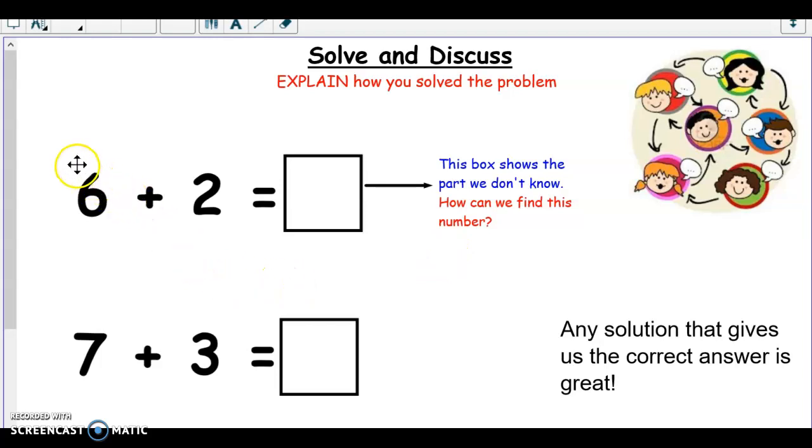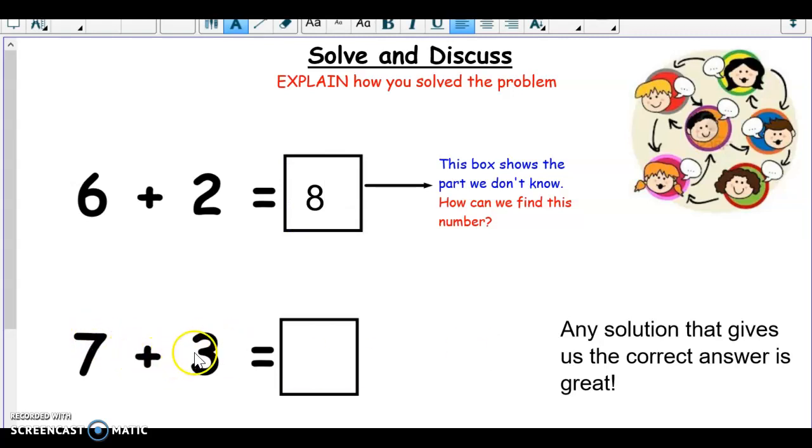Okay, we could draw a picture like we've been doing with the circle drawings. We could have 6 circles plus 2 circles. We could use our fingers. We could have 6 fingers up and then put 2 more up to find the answer. Any solution that gives us the correct answer is great. So you use whatever method you want and figure out what is 6 plus 2. Did you say 8? You're correct. 6 and 2 more.